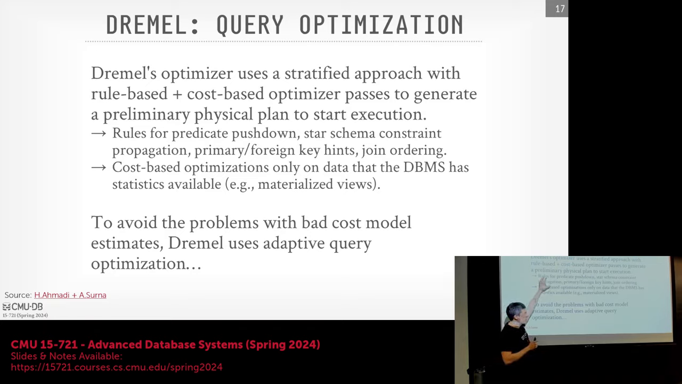So they have basic rules to check these things, but they only trigger the cost-based analysis and optimizations if you have some stats, which they only generate if you have a materialized view. But most queries are not like that; materialized views are not the common case. They have to deal with not having any statistics. So to avoid the bad cost model estimates that we saw before, they apply adaptive query optimization techniques, relying on that shuffle stage as a way to say, okay, stop, let's look at what's going on, and then recalibrate as needed.